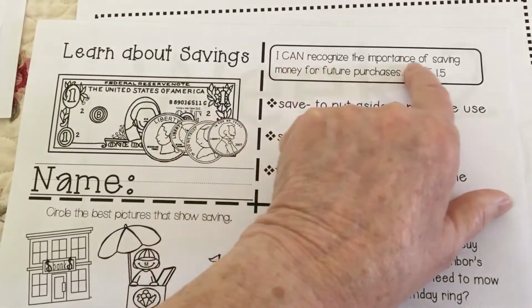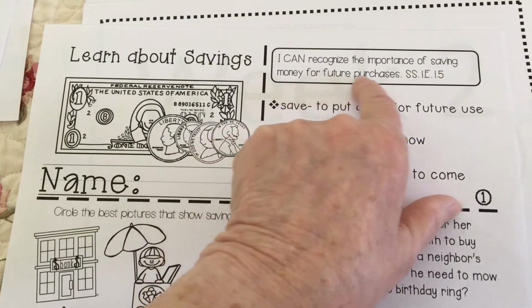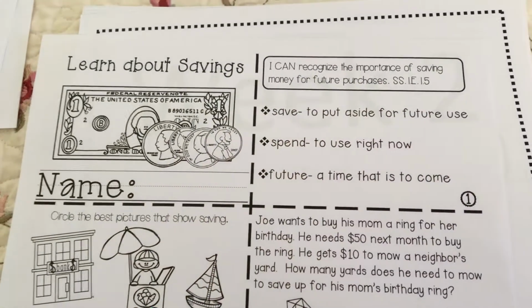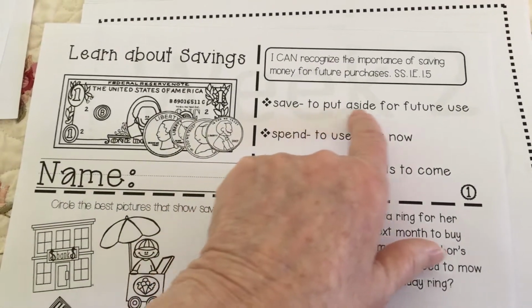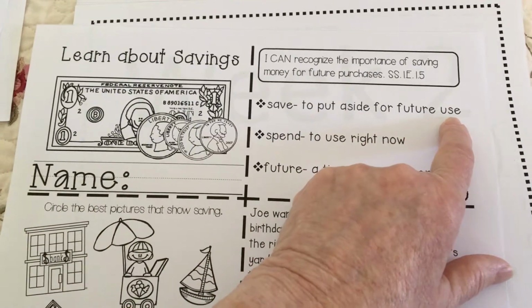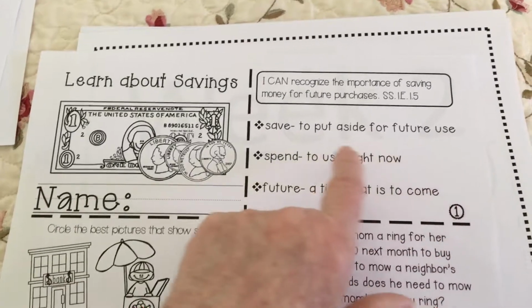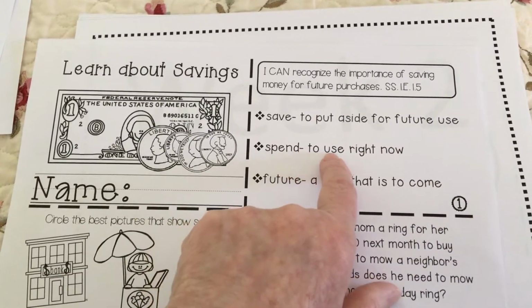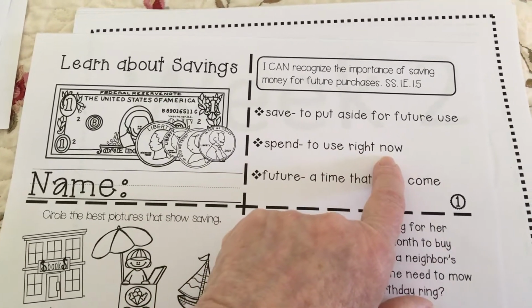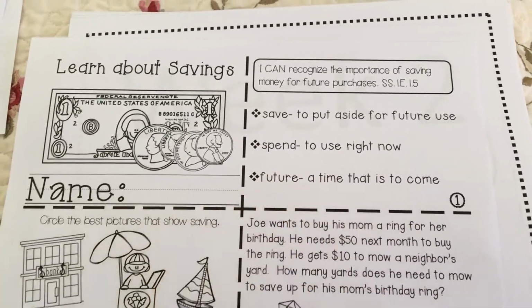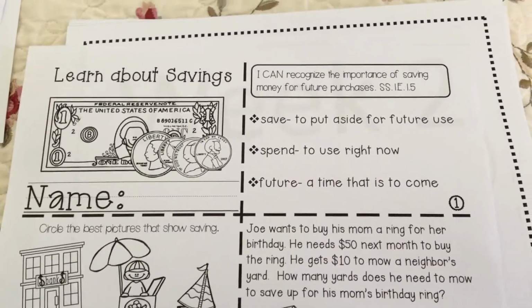I can recognize the importance of saving money for future purposes. To save is to put aside for a future use. That means that you're going to save it, put it away so that you can buy something later. Spending, you're going to use it right now. And in the future, that's a time that hasn't come yet.